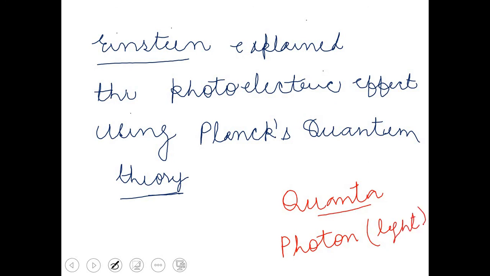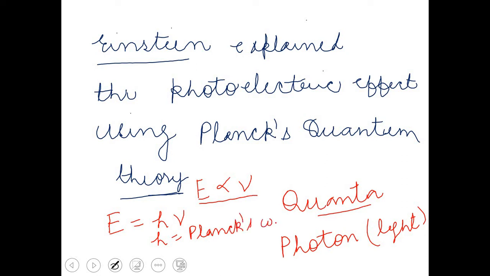The energy associated with each quantum is given by the relationship E is directly proportional to nu. The energy is directly proportional to the frequency of radiation, and E is equal to h into nu, where h is a constant called Planck's constant. Children, you have to memorize the value of Planck's constant also. What is the value of Planck's constant? The value of Planck's constant is 6.626 into 10 to the power minus 34 joule second.